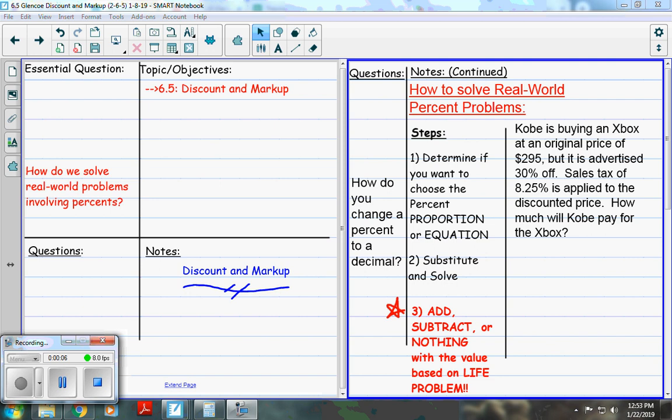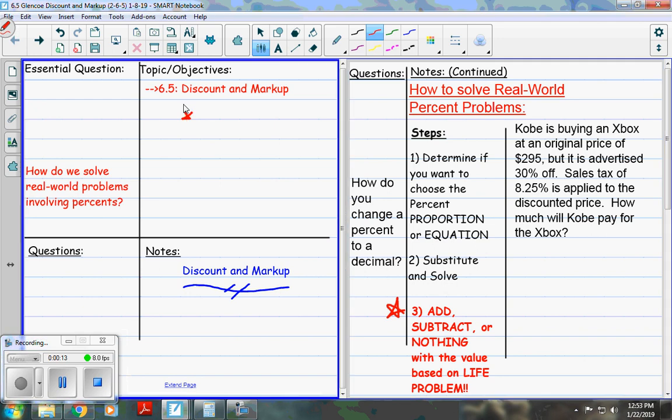Connects. So we're going into our 6.5 lesson where we're going to be learning about discount and markup. And there's actually another one we're going to add in here. We're going to learn about commission as well. And we'll add this on at the end of the note later. But we're going to have to talk about commission as well.